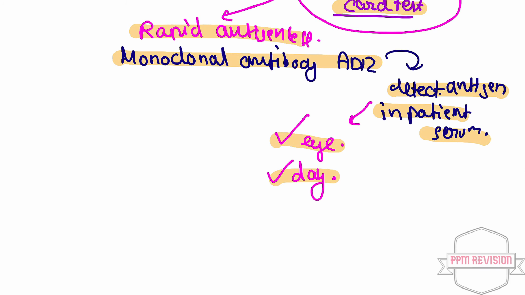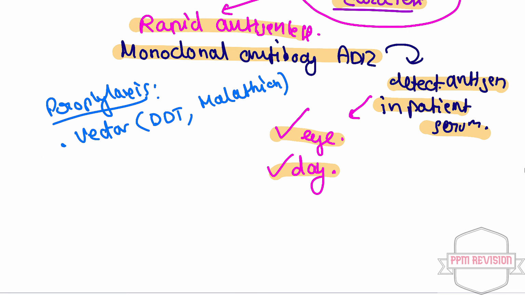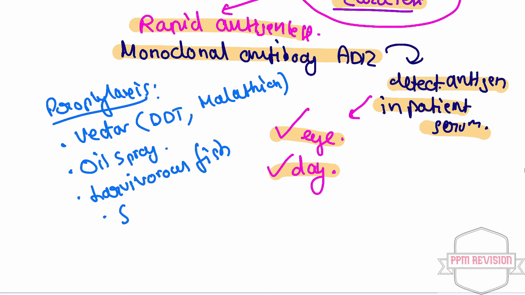And prophylaxis, I won't be repeating, it's the same, but still I would like to mention. In case of prophylaxis, vector control should be done, mainly by DDT or malathion. Next, a film of oil must be sprayed over water surfaces. Oil spray should be used, larvivorous fish should be added, and the sanitary condition should be improved.